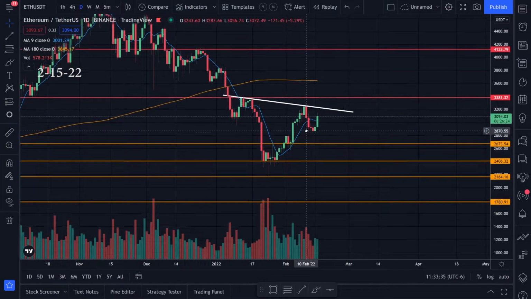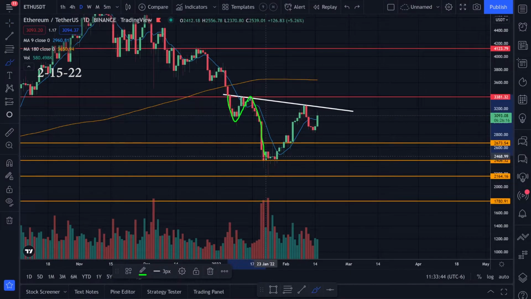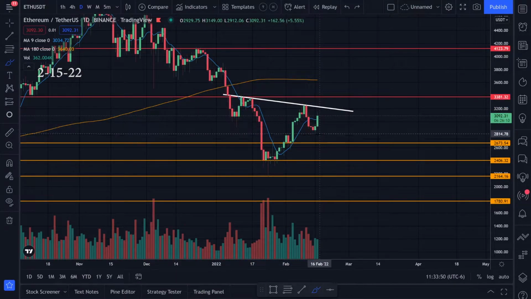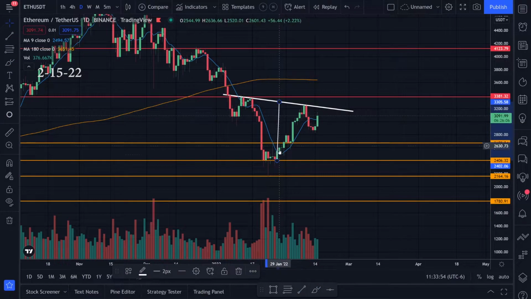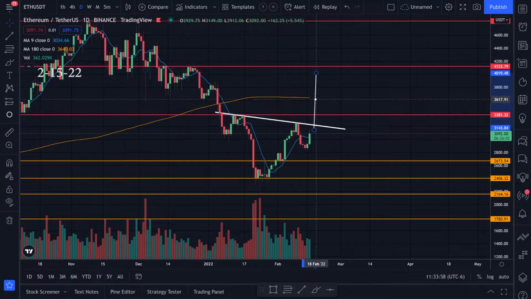The other thing that you could potentially argue is that we're looking at an inverted head and shoulder. Let's go ahead and get rid of this. It kind of looks like a shoulder, a head, and then a shoulder. An inverted head and shoulder, which is a reversal pattern. You could target the top to the bottom from a head and shoulders or an inverted head and shoulders to the neckline, and then you could drag this to the breakout.